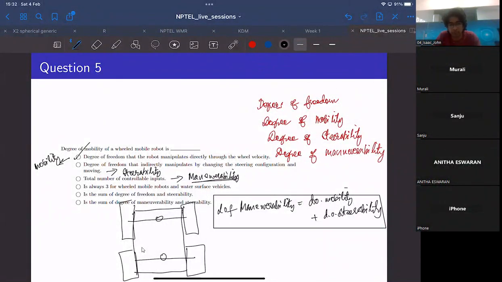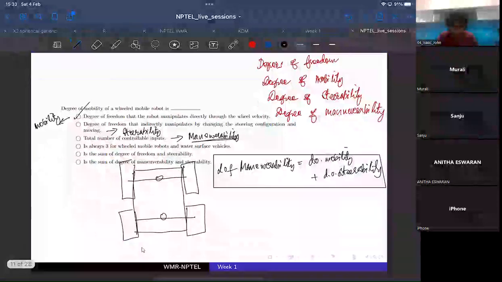Degree of steerability is 0 because we haven't specified any axis or any inputs for manipulating the steerability of this mechanism. So that means that degree of freedom for maneuverability is 2. Even though we can't steer the robot, it still has this maneuverability option. It still has maneuverability, but this is a made up case.